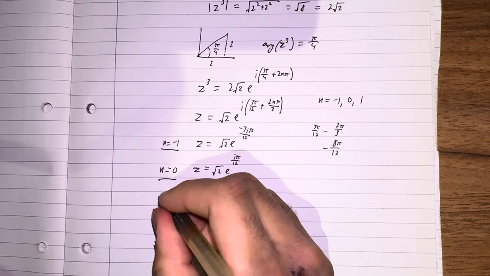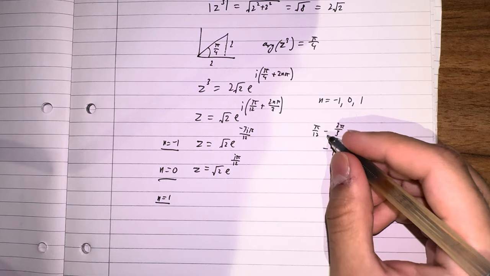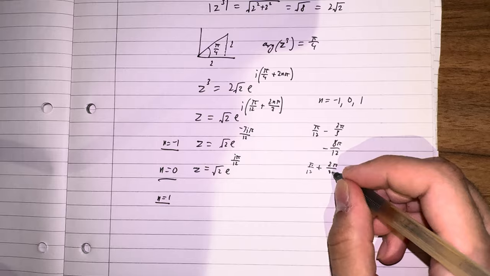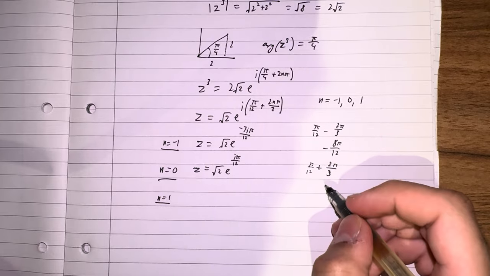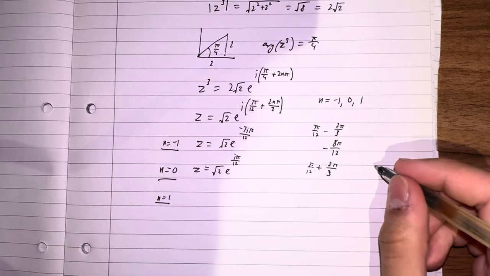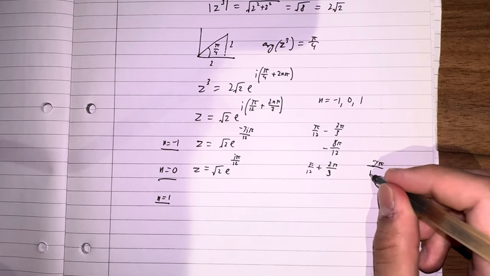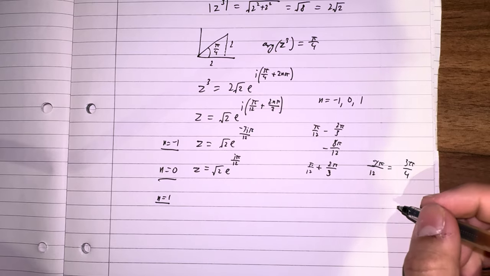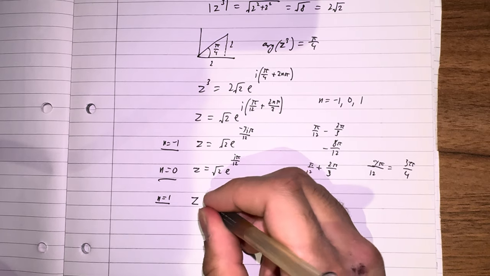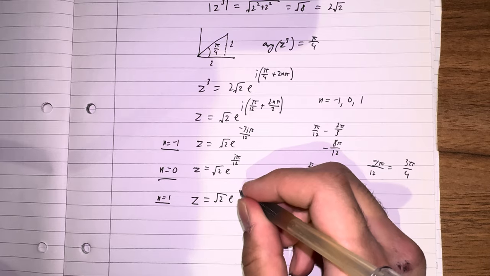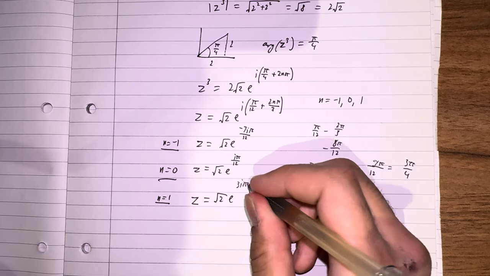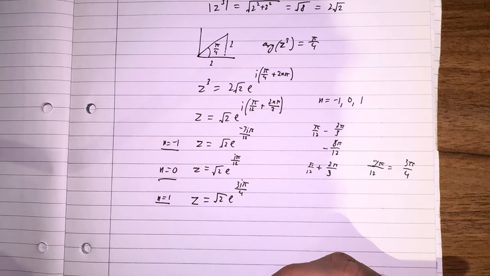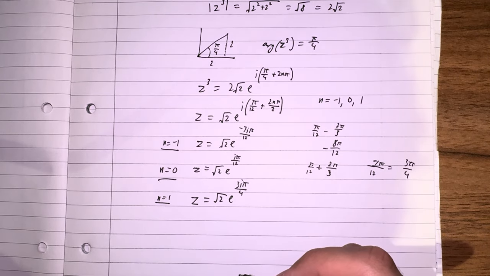And then for n equals 1, we get pi over 12 plus 2 pi over 3, which is equal to pi over 12 plus 8 pi over 12, which is 9 pi over 12. 9 pi over 12 is equal to 3 pi over 4. So our number is going to be z is equal to root 2 e to the 3i pi over 4. So these are our 3 numbers that we evaluated from n equals -1, 0, and 1.